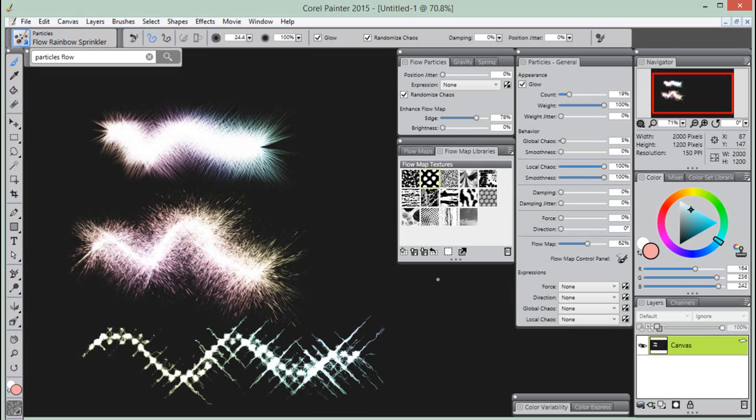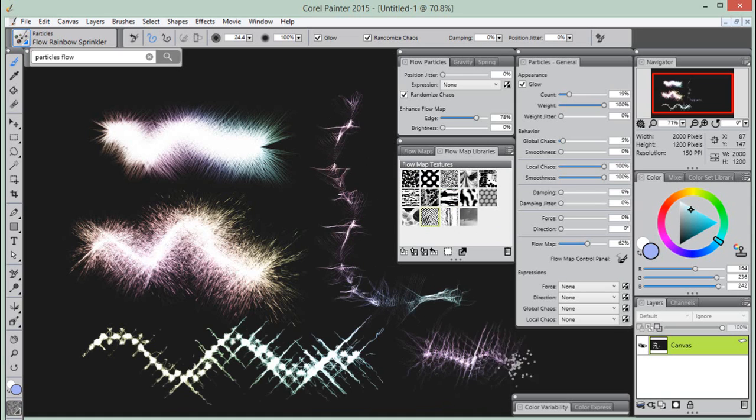With the addition of particle brushes, Corel Painter 2015 continues to push the envelope of digital art. Please join us for more tutorial videos on the new and enhanced features in Corel Painter 2015.